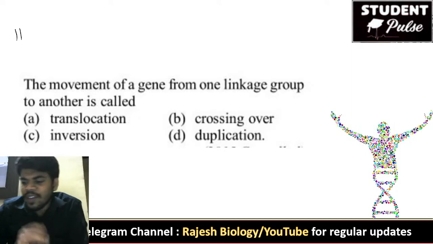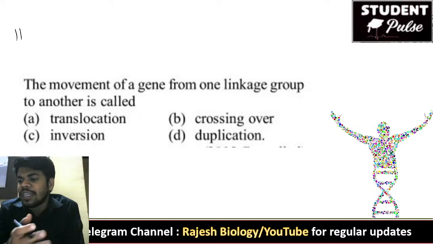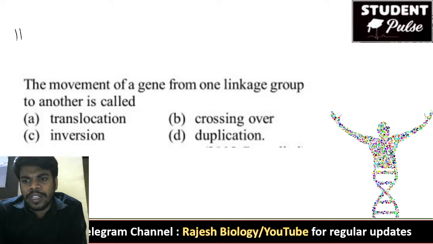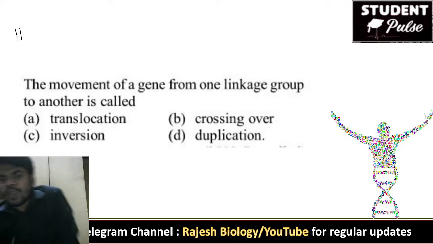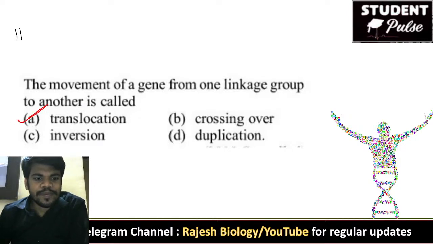11th question: the movement of a gene from one linkage group to another linkage group. It is a repeated question. I think Lokesh is going to give the answer because he has been here from the beginning, so before Lokesh gives the right answer, try to solve it yourselves. The movement of a gene from one linkage group to another is called, because it is a repeated question, 11th question. Yes, Dinesh, excellent. That is translocation. Perfect.